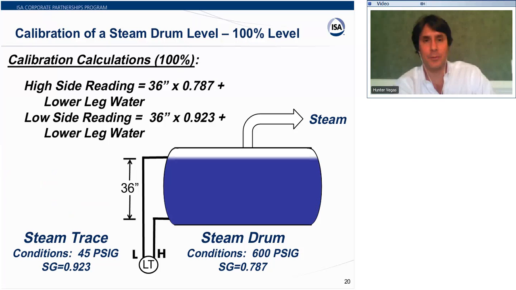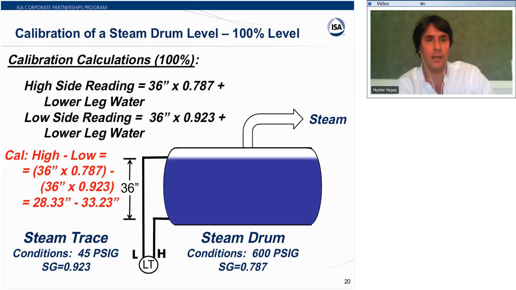100% level. Now we've got water in the drum. We've got 36 inches of water. Its gravity is 787. So that's the high side. The low side has the same 36 times 0.923. We subtract the two, and we end up with negative 4.9 inches of water column. That is the 100% or 20 milliamp point for this transmitter, negative 4.9 inches. That can cause some calibration issues, these negative numbers, and thankfully Roy is going to show you how to address them.